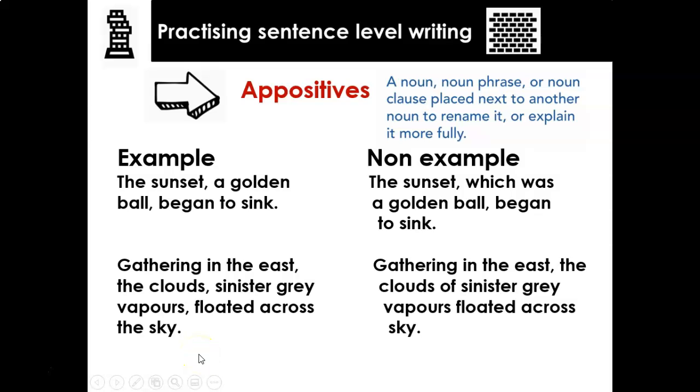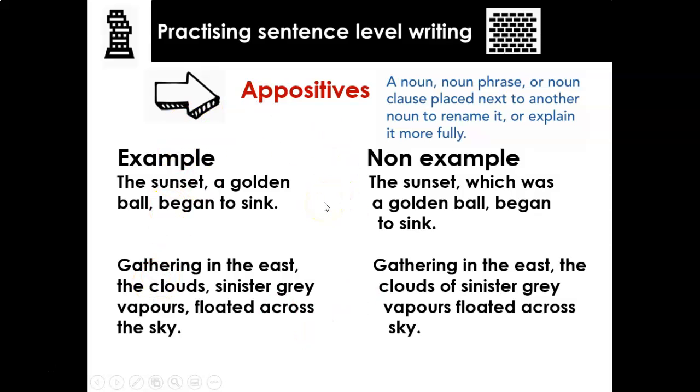Now remember, on our top tips, it said that you could begin with an adjective. So although it doesn't have the, or a, it does have that adjective. So could this be an appositive? Well, the next check is, let's get rid of clouds. So gathering in the east, sinister grey vapours floated across the sky. This works. Gathering in the east, the clouds floated across the sky. So these are 2 examples of appositives.